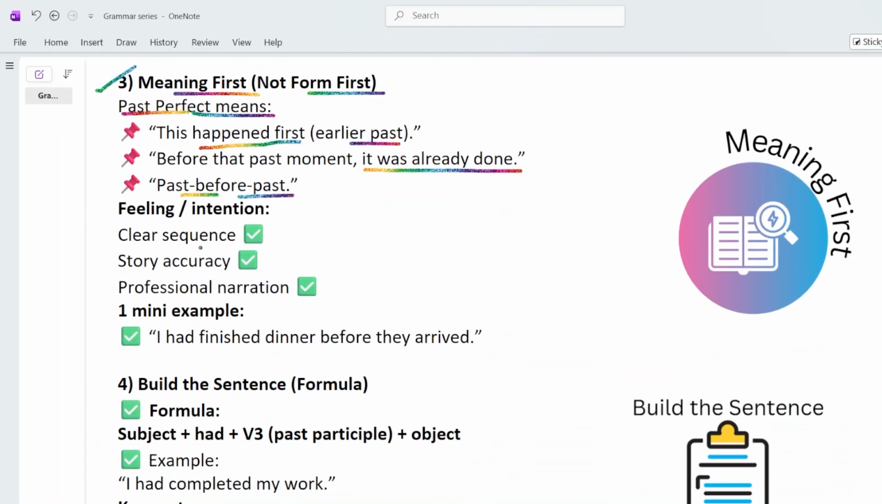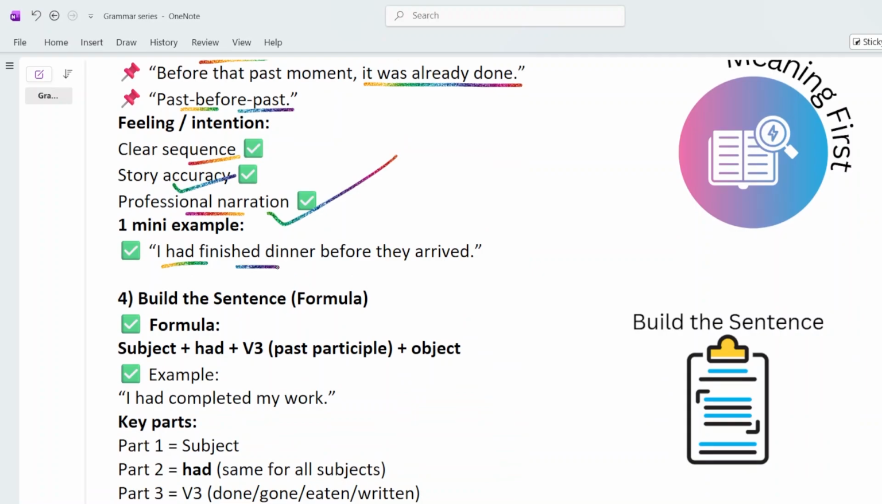That's it. So this particular tense can show a clear sequence. It can show story accuracy also, because when you're telling a story, you can always use this particular tense, that is past perfect, in order to sound professional when you're giving a narrative. For example, "I had finished dinner before they arrived." So basically, he had finished dinner before they arrived. There is a presence of two such actions in the same sentence, so it is clearly past perfect tense.